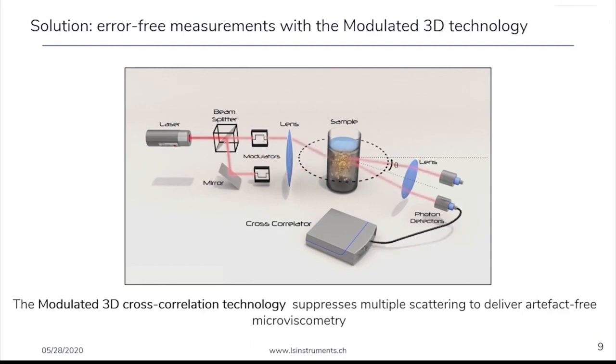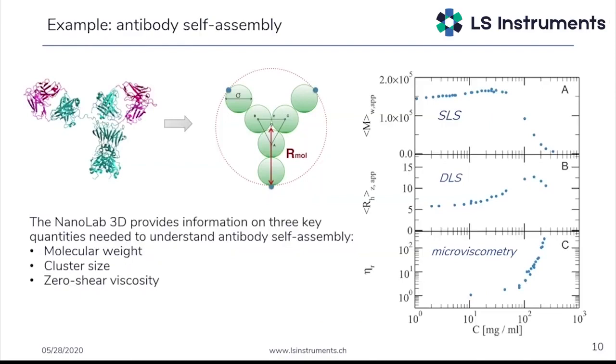What can we do with that? Well, one example is shown here, where we actually profit from the fact that when we do these experiments with the NanoLab 3D, we not only have a microviscometer, we have a full-fledged spectrometer that is capable of doing static and dynamic light scattering as well as microviscometry measurements. So by doing two experiments, one with, one without tracer particles, and then varying the protein concentration, we can, for example, study, as done here, the concentration dependence of solution properties of a monoclonal antibody.